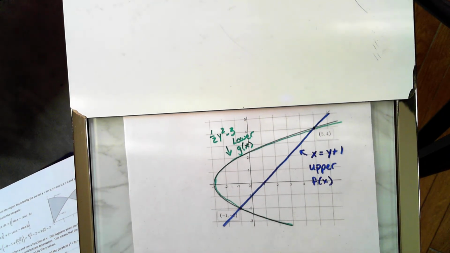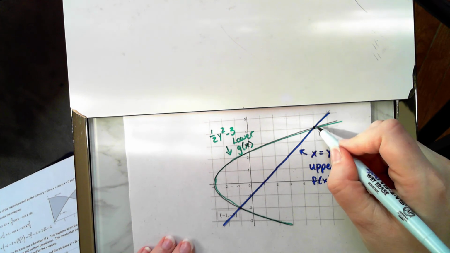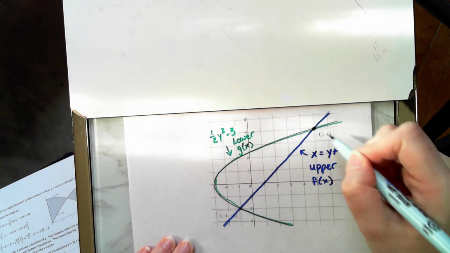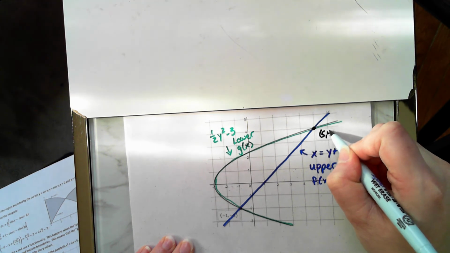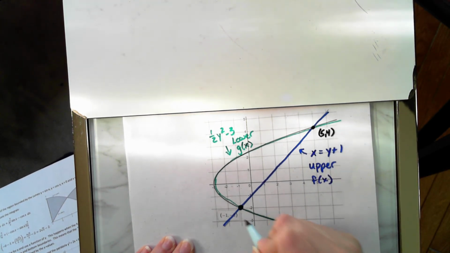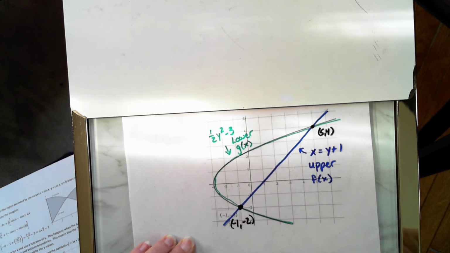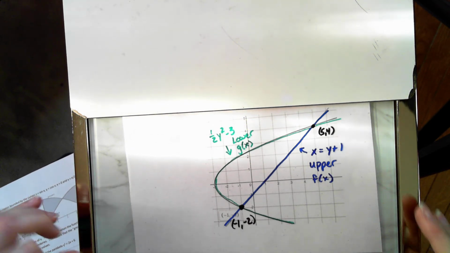Okay. Now, again, I had the computer software calculate those intersection points. This point right here where they cross is the point 5, 4. And this point over here where they cross is the point -1, -2. Okay, so what I need for my integral, let me get my whiteboard back.